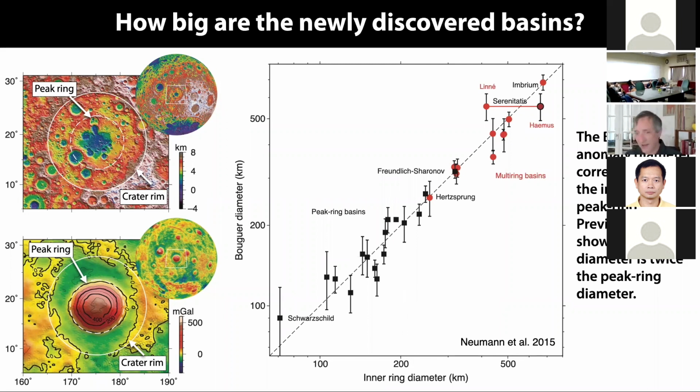But another question is that we want to find out what the actual size of the basin is. And this here is just showing that the size of this Bouguer gravity anomaly corresponds very closely to the size of the peak ring of the basin. So if we can measure the diameter of the Bouguer gravity anomaly, that gives us the size of the peak ring of the basin. And then based on some scaling relationships, we know that the crater size itself is roughly 2 times the size of the peak ring. So we can get very good information about the size of the basin from the gravity, but unfortunately, we can't get much information about the age of the basin.